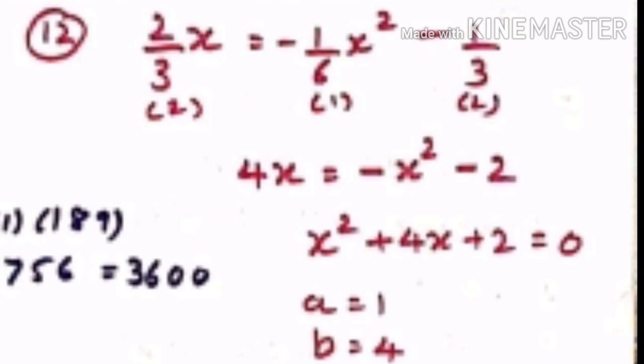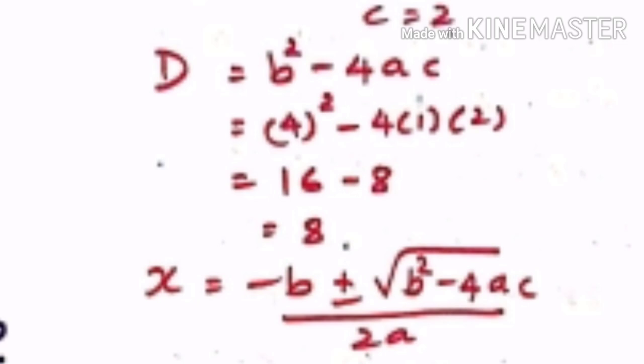So I multiply 3 with 2, 6 with 1 and 3 with 2. So now in linear form, I get 4x is equal to minus x square minus 2. Now taking all of them to one side, x square plus 4x plus 2 is equal to 0, and then we have to compare with our standard form. So I get the a, b and c values.